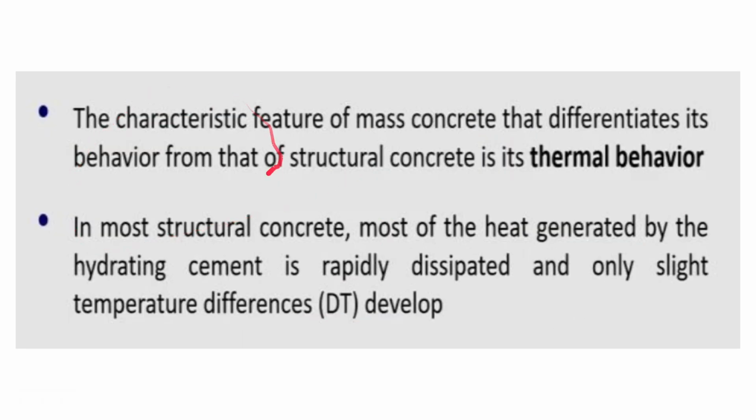So the characteristic feature of mass concrete that differentiates its behavior from that of structural concrete is its thermal behavior, just as we studied just now. The main differentiating factor is the thermal behavior, because in structural concrete the heat generated by the hydrating cement is rapidly dissipated, and there is only a slight temperature difference development, which is not the case in mass concrete. So that is basically the difference.